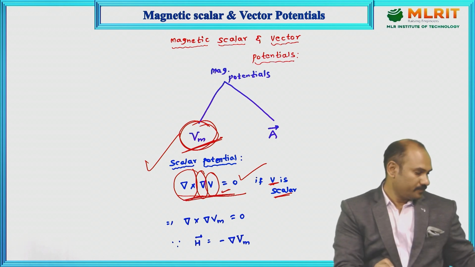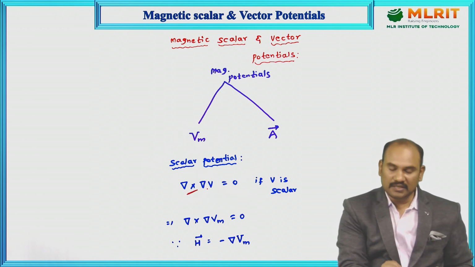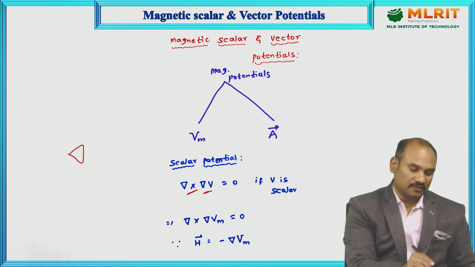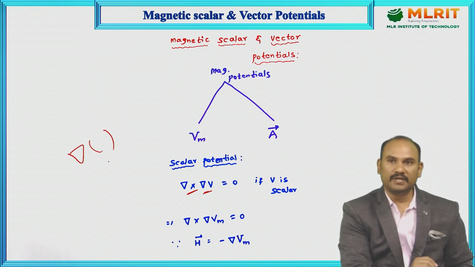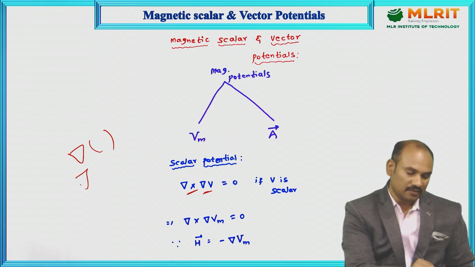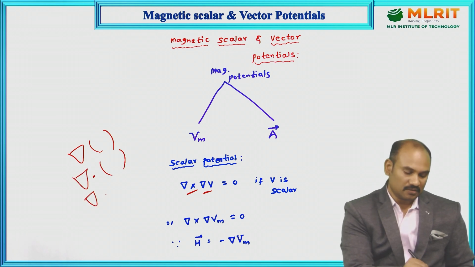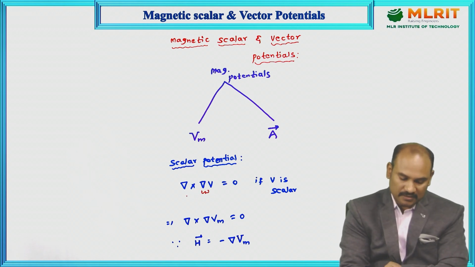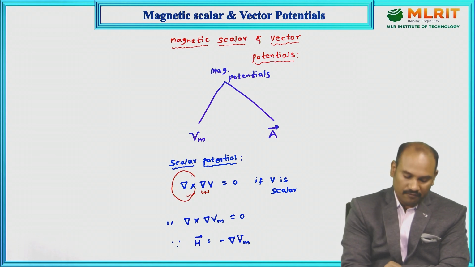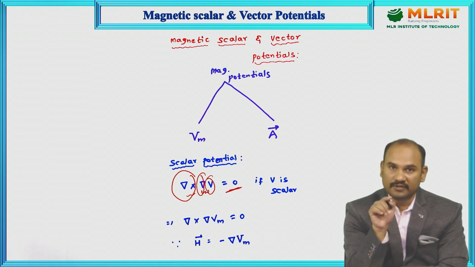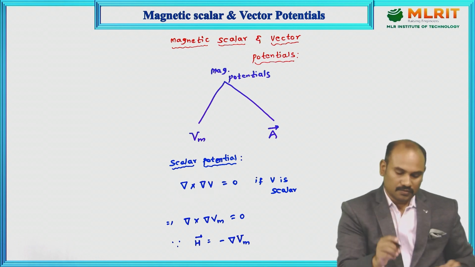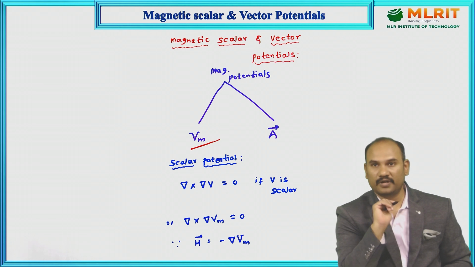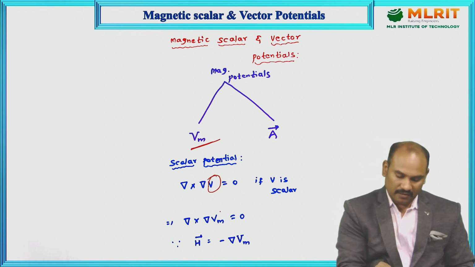What is this? Cross means curl. Del followed by some parameter, with nothing in between, is gradient. Dot means divergence. Cross means curl. Square means Laplacian. This is the gradient operation, this is the curl operation. The curl of the gradient of any scalar must be equal to 0 if that is a valid scalar. So I am saying Vm is a scalar magnetic potential. So in place of V, take Vm.